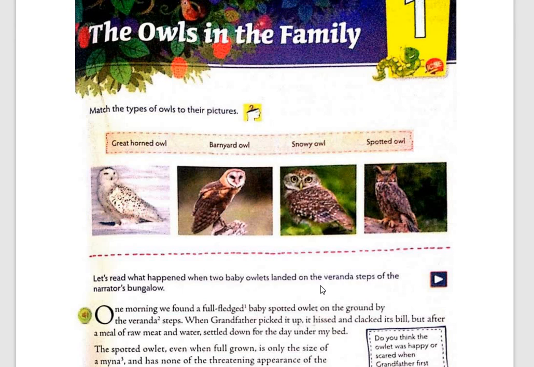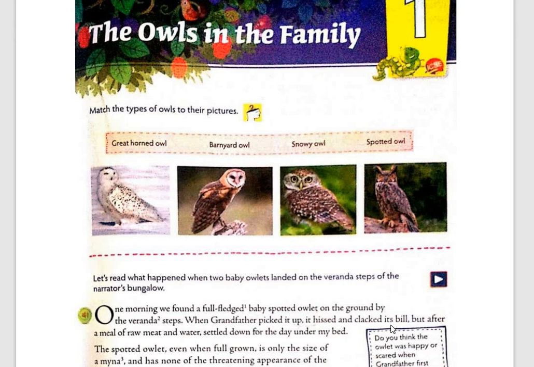When Grandfather picked it up, it hissed. A hissing sound, as you know, is made by a snake. In the same way, when Grandfather picked up that little newborn owlet, it hissed. That means it made this kind of sound and clacked its bill. Now, the bill is the very front part of a bird's mouth, the strong part with which it makes a sound on your window pane or somewhere. So clack means it made a clacking sound.